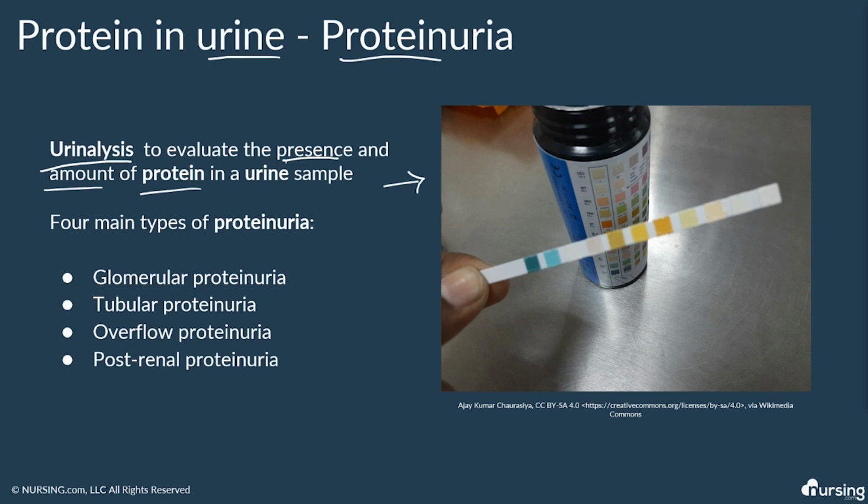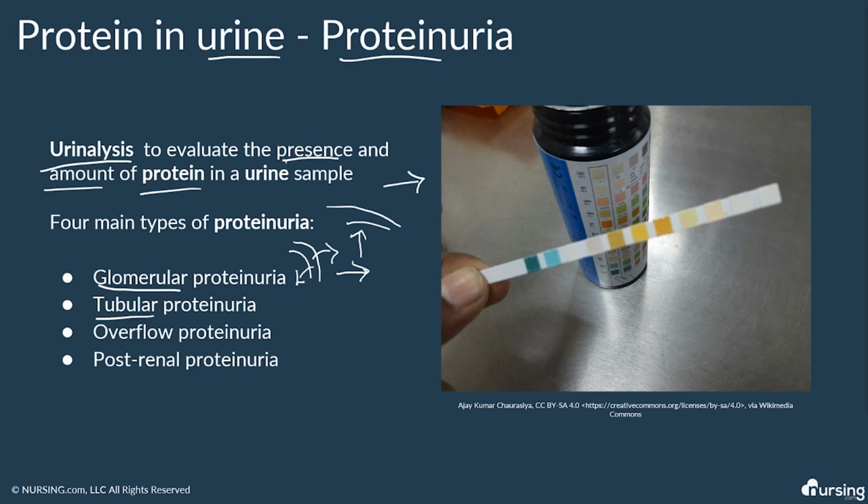There are four main types of proteinuria. The first is glomerular proteinuria. That's when there's going to be glomerular damage. That means that the vessels in the glomeruli are leaky and they're letting proteins out to go into the urine as opposed to being resorbed into the blood.